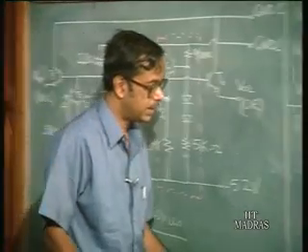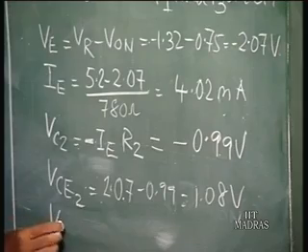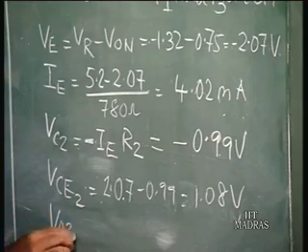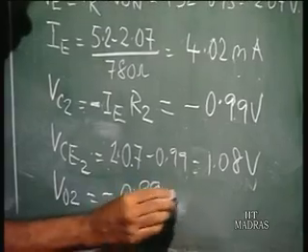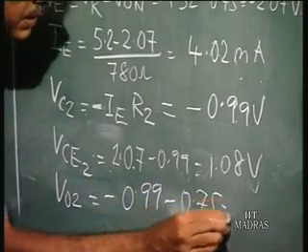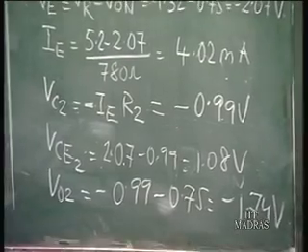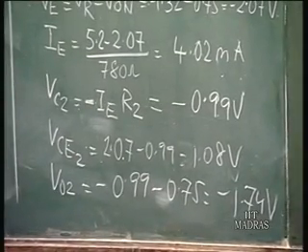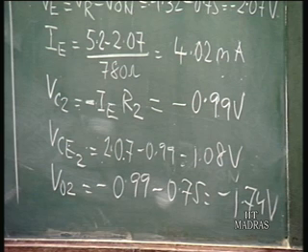Now we know Vc2, so what is the output voltage VO2? Minus 0.99 minus 0.75 is equal to minus 1.74 volts. So that is the output in this condition, that is, T2 is on and T1 and T3 are off.